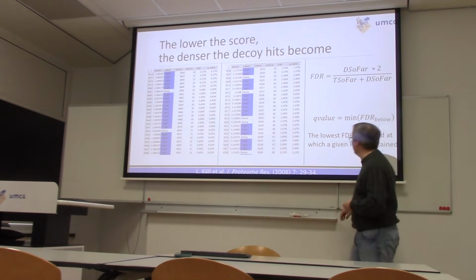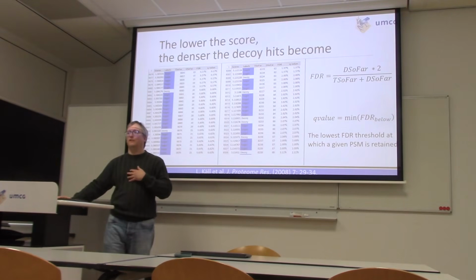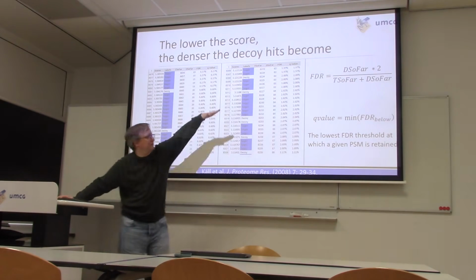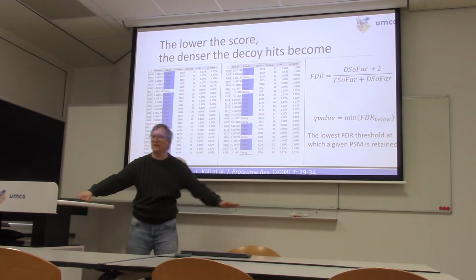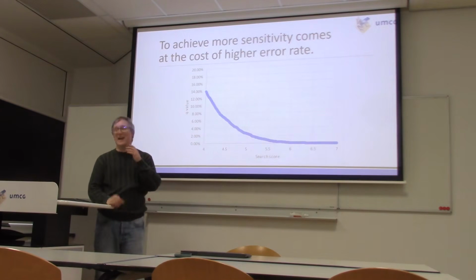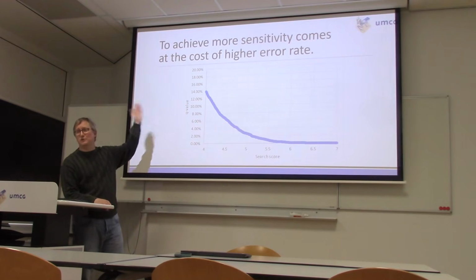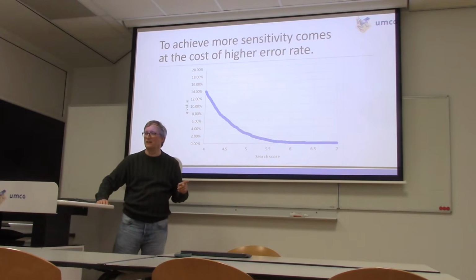I'm not really going to get into the Q-value thing at the moment. But basically, if you have some target false discovery rate you want to hit, you're going to float this line as low as you can, but keeping that false discovery rate. And, as in all things, to achieve more sensitivity, to explain a larger number of spectra, is always going to come at the cost of a higher error rate.